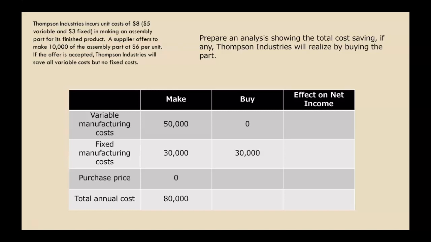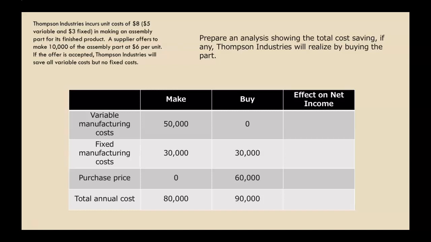Now our purchase price, if we buy the product, we do have a purchase price, right? So we're buying 10,000 units for $6 a piece. We multiply those together, and we see that we would have to pay a total of 60,000 for the purchase price under this buy situation. So our total cost there, we're looking at 90,000, right? We just add up the 30 and the 60.